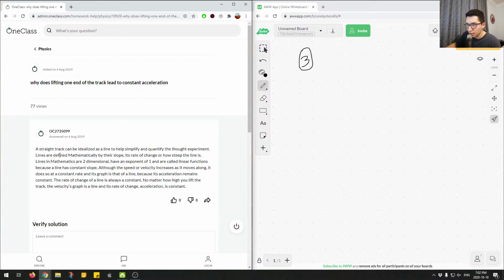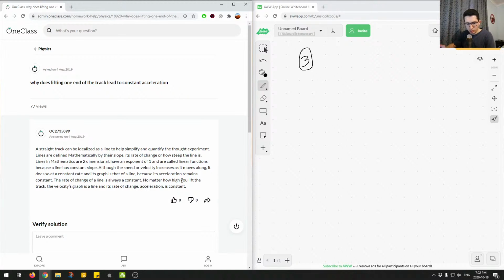The thought experiment lines are defined mathematically by their slope, its rate of change, or how steep the line is. Lines in mathematics are 2D, have an exponent of 1, and are called linear functions because a line has constant slope. Although the speed or velocity increases as it moves along, it does so at a constant rate, and its graph is that of a line because its acceleration remains constant. The rate of change of a line is also constant no matter how high you lift the track. The velocity's graph is a line, and its rate of change, acceleration, is constant.